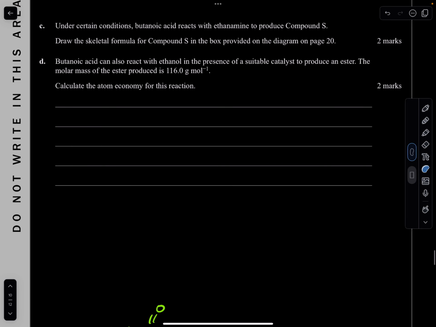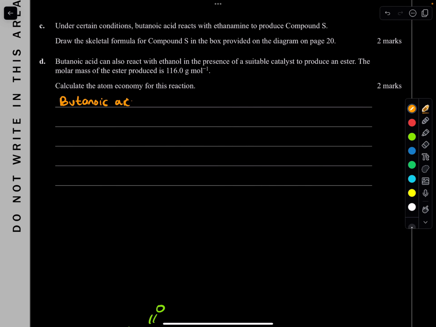D. Butanoic acid can also react with ethanol in the presence of a suitable catalyst to produce an ester. The molar mass of the ester produced is given. Calculate the atom economy for this reaction. Easy. So let's look at the reaction. We have butanoic acid.